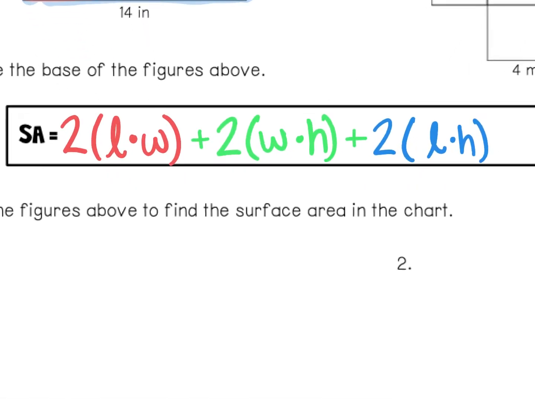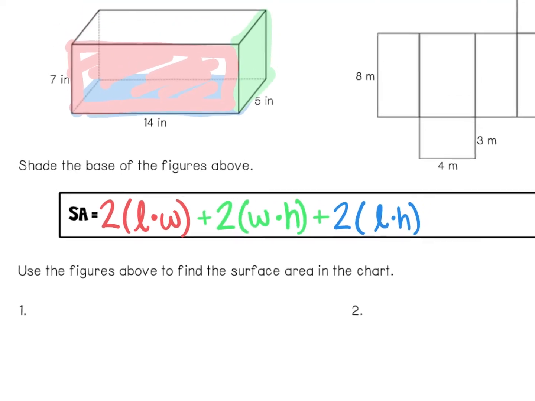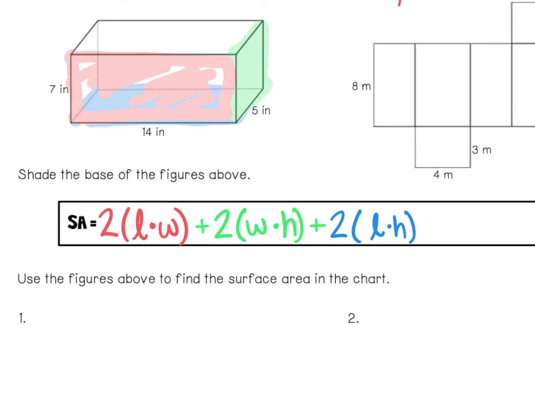So get those down. I'll zoom in a little bit. 2 times the length times the width, plus 2 times the width times the height, plus 2 times the length times the height. Now, I had somebody in the last class ask a really great question about this. The question was, does it matter what I'm calling the length, the width, and the height? Okay, so if I look at the one that's drawn, I have a 7, a 14, and a 5. It does not matter which one is the length, which one is the width, and which one is the height.